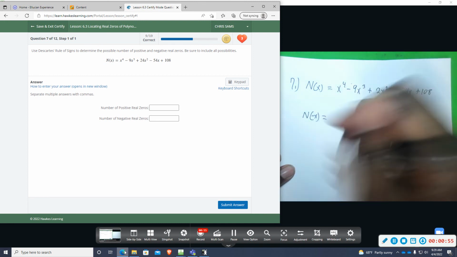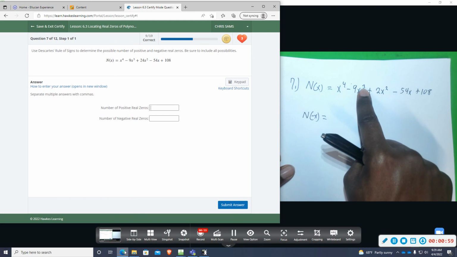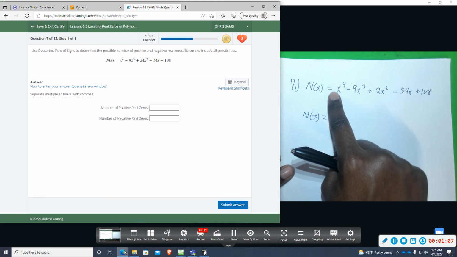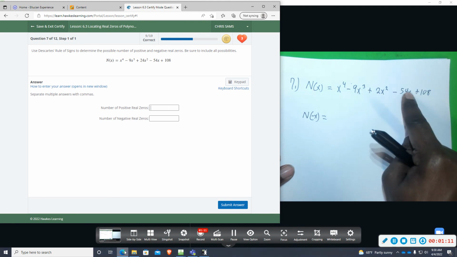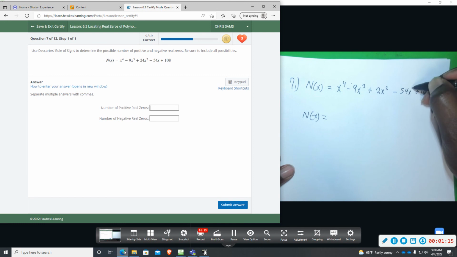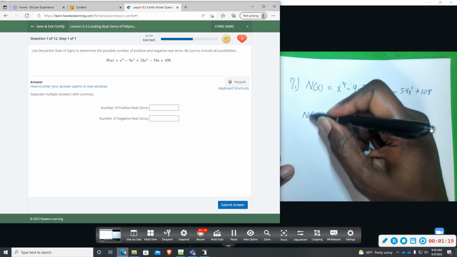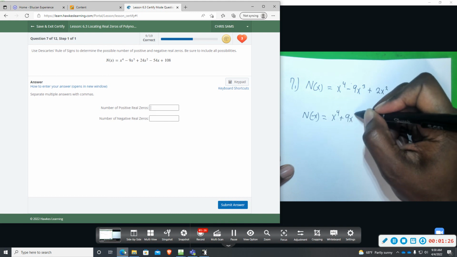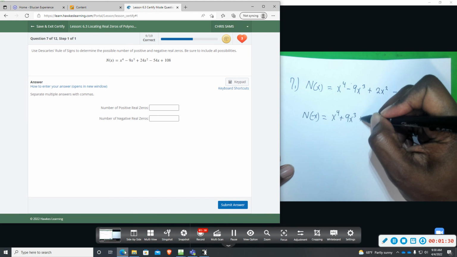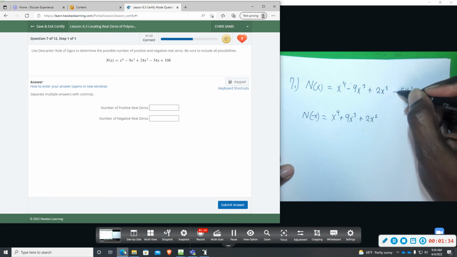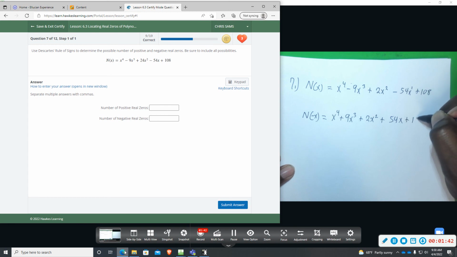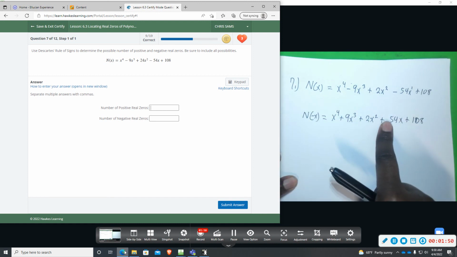So when you do negative, the only ones that change signs are the odd degrees. So anything with an even degree, if it's positive, it stays positive. If it's negative, it stays negative. But anything with an odd degree on the x is going to change signs. So that's 3. This is understood to be a 1. That's an odd number. So p of negative x is going to be x to the 4th, and then that's going to change to positive 9x to the 3rd. An even degree is going to stay 24x squared. Odd degree from negative is going to change to positive 54x. And then the 108 will stay the same. It doesn't have an x. All right. So these are your two polynomials that you are working with.